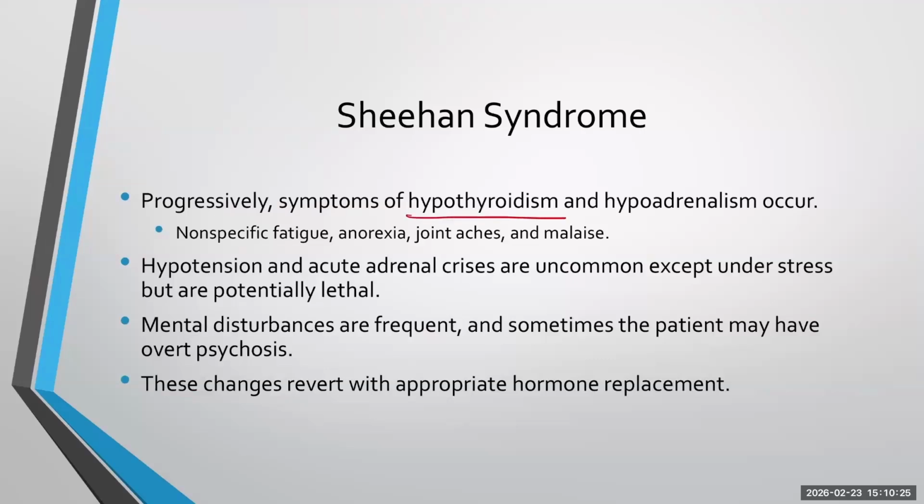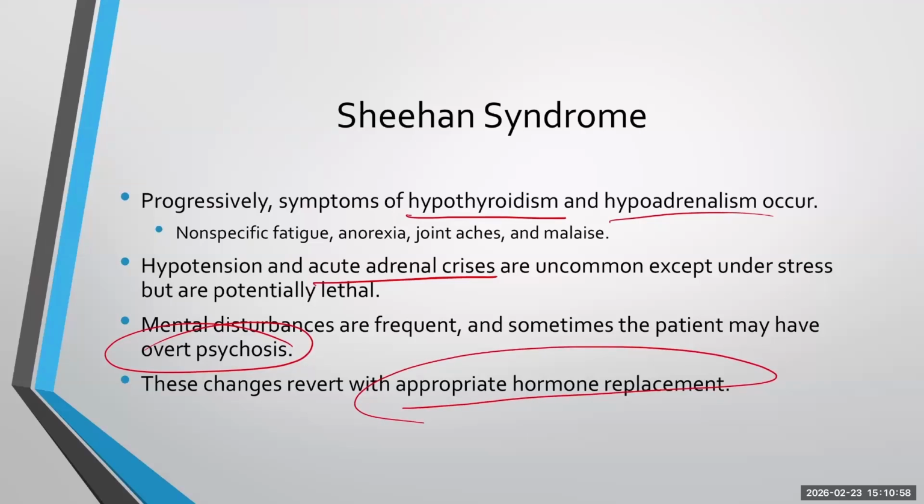Progressively, symptoms of hypothyroidism, hypoadrenalism occur later on if you don't detect it early enough. Why? Because you're not having any TSH made anymore, and you're not making any ACTH anymore because the pituitary is gone. You get a hypotension, acute adrenal crisis. They can be very lethal with these. Mental disturbances are frequently seen. They get some overt psychosis. And the changes go away with appropriate hormone replacement. So whatever hormone they're deficient in, you just give it to them.